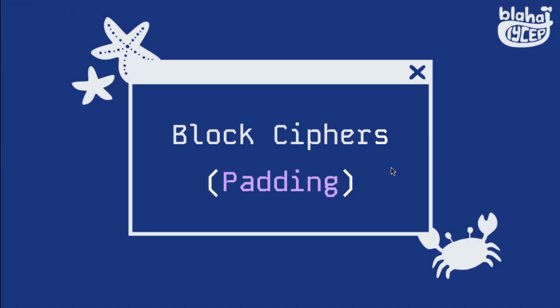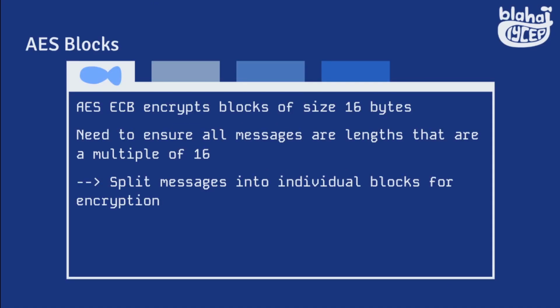Okay, so now we'll be moving on to the padding section of block ciphers, which is the second last section of today. So we recall that AES encrypts blocks of size 16 bytes. So would anyone like to guess what happens if the message is, for example, 17 bytes? The last one will be split into another block, but what happened after that?